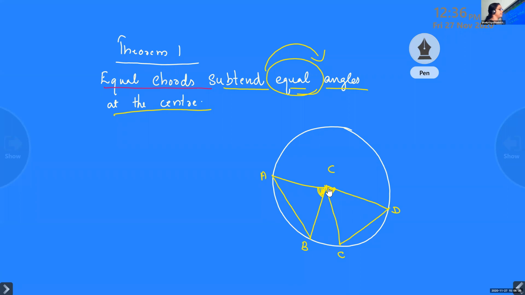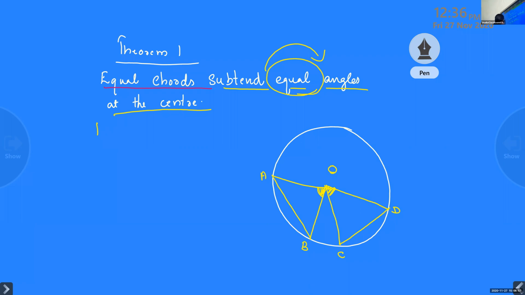Clear, children? Yes, ma'am. So the method of proving is by congruence. For proving congruence, we have to find two triangles. Can you find two triangles from the figure, children? Yes, ma'am. What are the two triangles? Can you name the two triangles? ABO and COD.